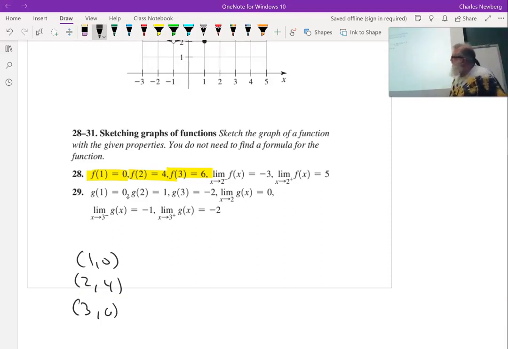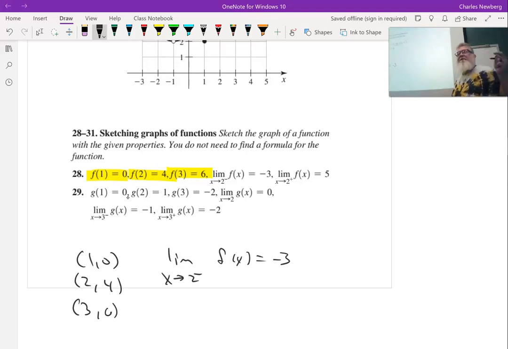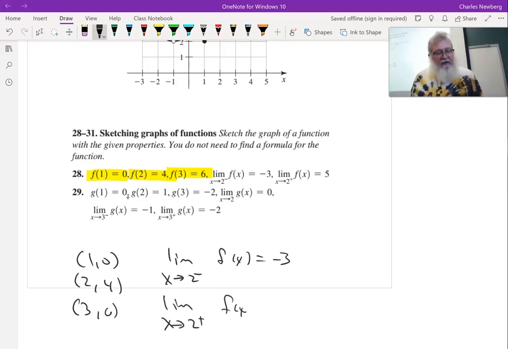Then what else do we have? We have a one-sided limit. The limit as x approaches 2 from the negative side of f of x equals negative 3. Now, I like to often write down my given information again because it helps my brain process what the given information is. And then we also have the limit as x approaches 2 from the positive side of f of x equals 5. So that's our given information.